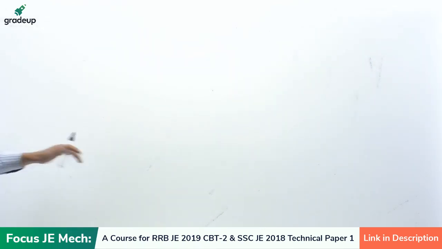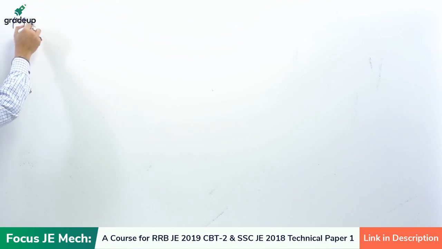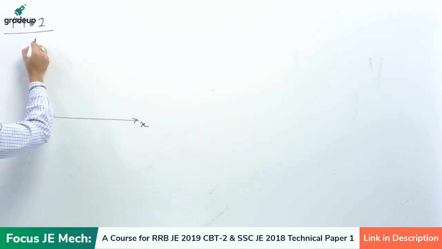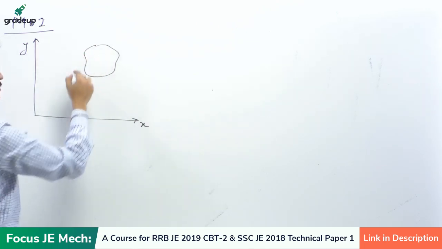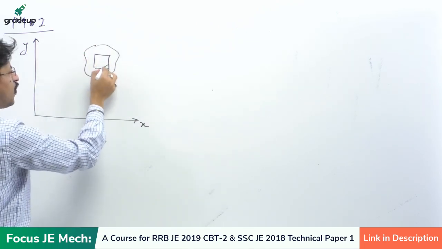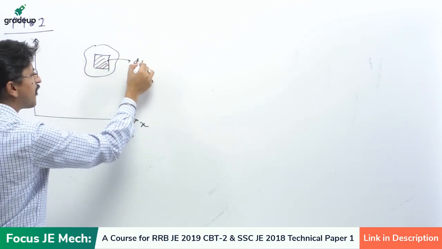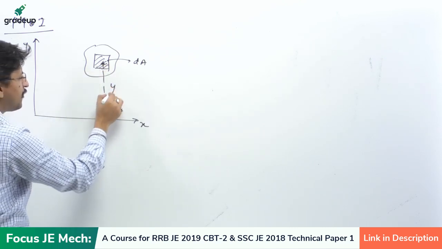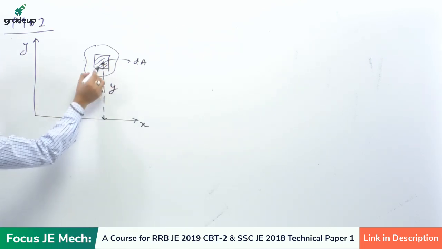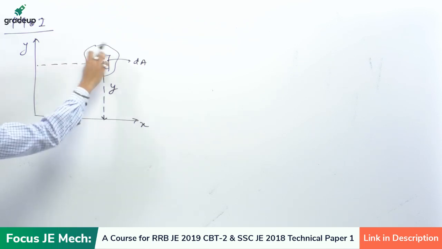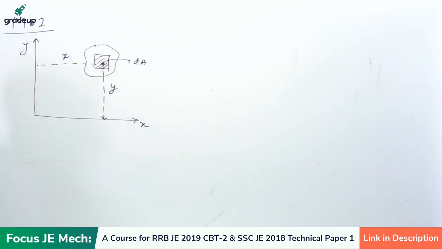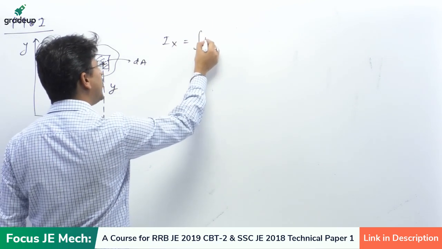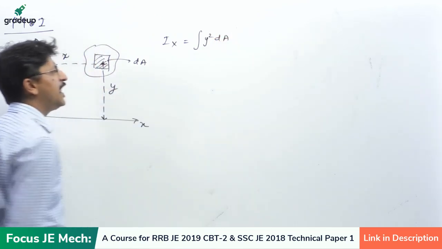Okay, now coming to your moment of inertia part. Suppose this is the x-axis, this is the y-axis, this is any body A. Let us take the small area of this body as dA. This body has the distance of y from the x-axis, and for any point of this small area dA, the distance from the y-axis is x. So the moment of inertia of the body about x-axis will be given by integration of y square dA. Clear?